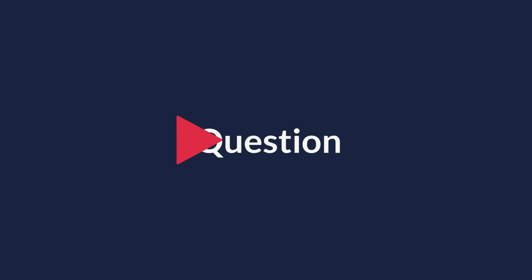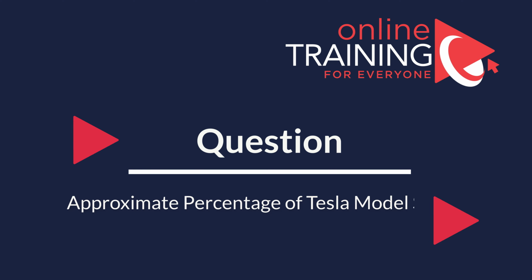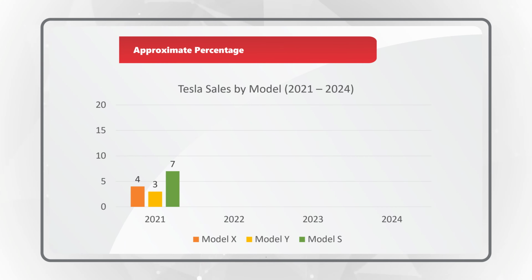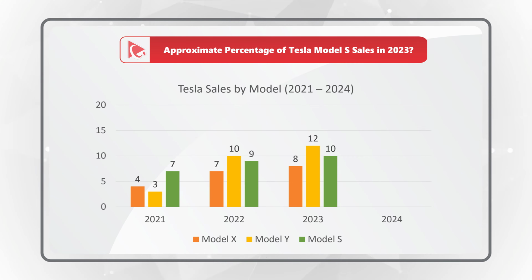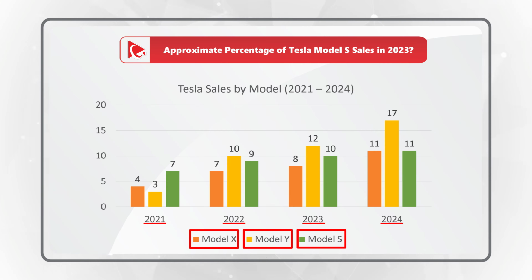Here is a very interesting question where you need to calculate the percentage of Tesla Model S sales in 2023. You're presented with the bar chart, which shows sales for the periods of 2021, 2022, 2023, and 2024. And each section has sales for Model X, Model Y, and Model S.